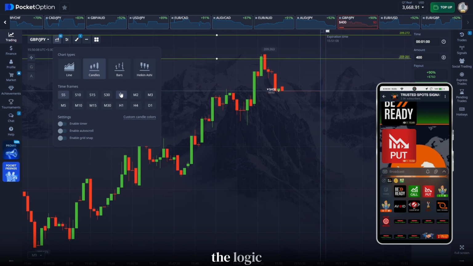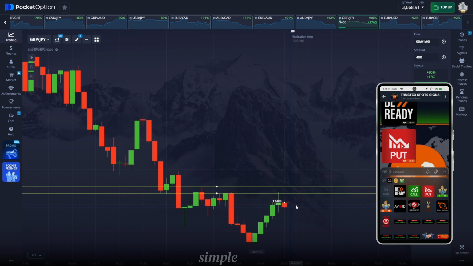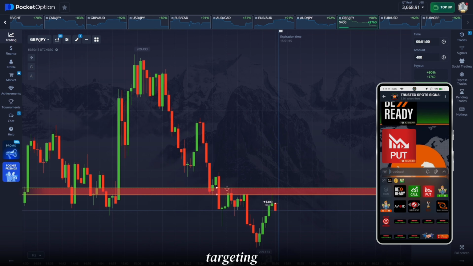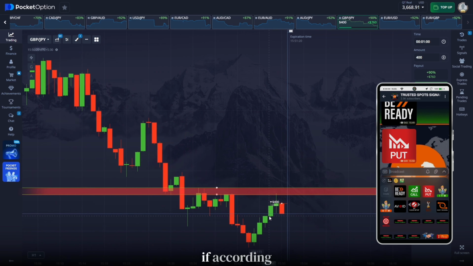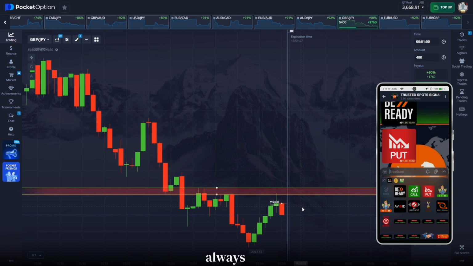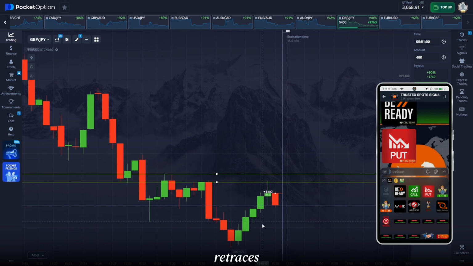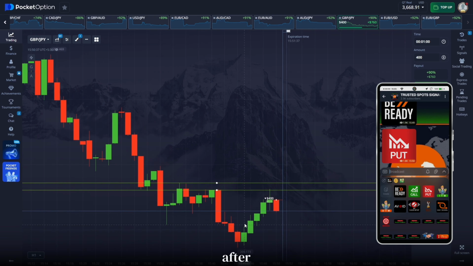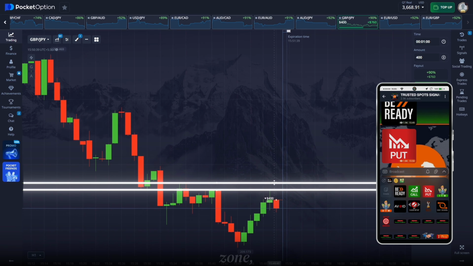Let's understand the logic behind this trade. So it's a simple trade setup. As you can see, we were targeting a reversal trade from this zone. This is a recent resistance. According to the strategy, if the price does not break the zone and it closes inside the zone, then chances of reversal are always high. In this case, price retraces back. As this is a downtrend price action, the favorable direction for the price to move is down. After hitting the resistance, which means a selling zone, the price is likely to reverse and it needs to go down.